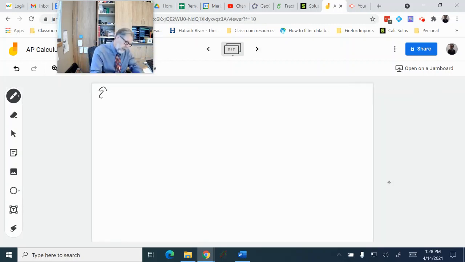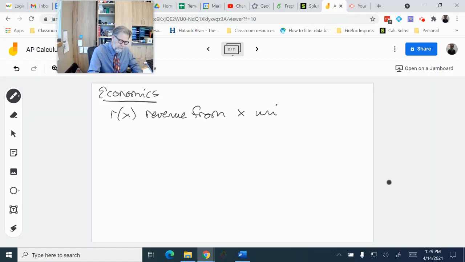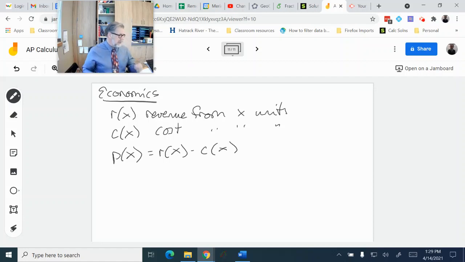So we're going to do some examples from economics, and in this case we are going to have to do a little setup. We've got to define some terms that we haven't seen before. So we're going to define R of X as the revenue derived from X units. We're going to define C of X as the cost from X units, and we're going to define the profit for X units as the revenue minus the cost. All right.